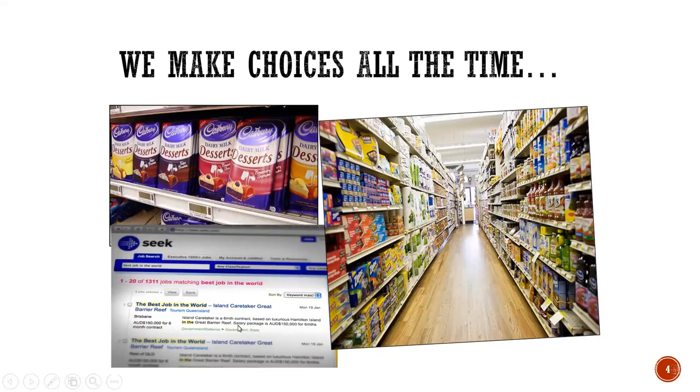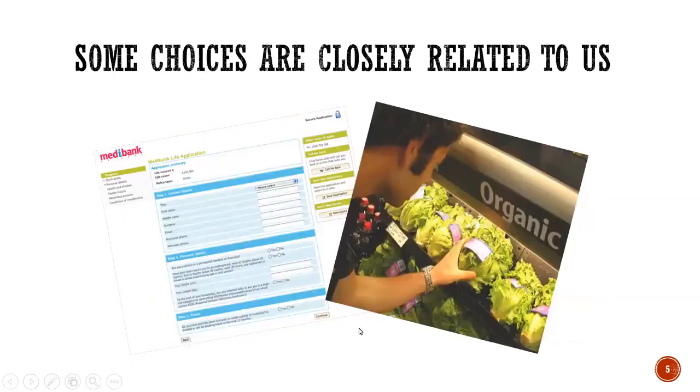Again, when we are applying for jobs, right, should I choose to apply for this company or do I choose to apply for another alternative company which is more suitable for my needs? So we are making choices on an everyday basis.